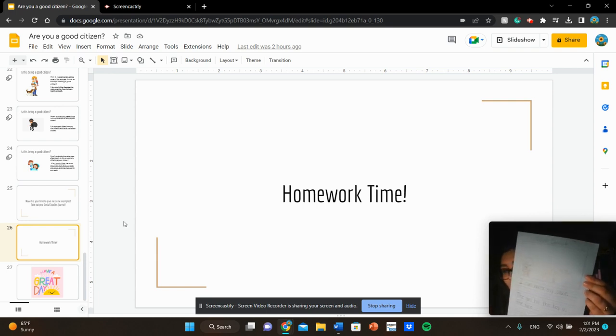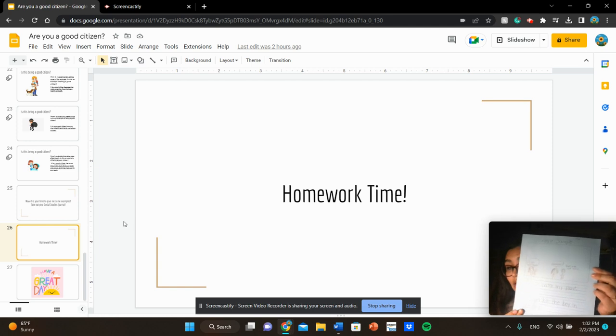As you can see right here, the first sentence says, "I can water my plant." That is an example of being a good citizen. I'm being responsible of taking care of my plant because if I don't take care of my plant, it's not going to grow and it's going to die. That's not being responsible. So I want to be responsible of taking care of my plant by watering it. And there's a little picture right here that explains my sentence right here.